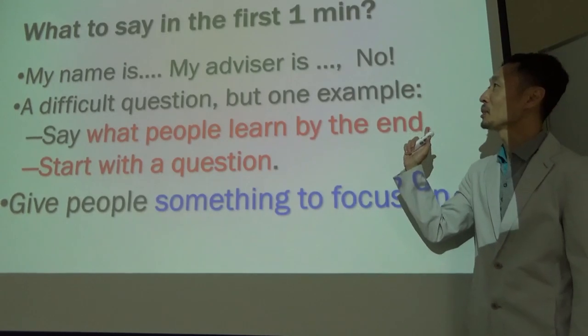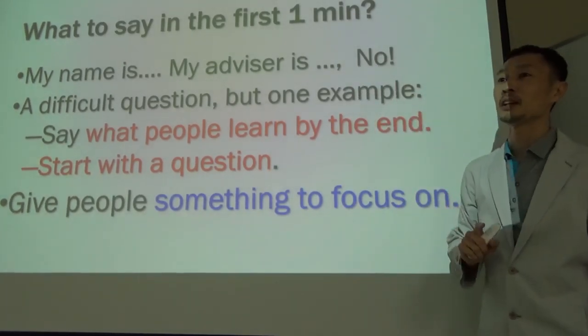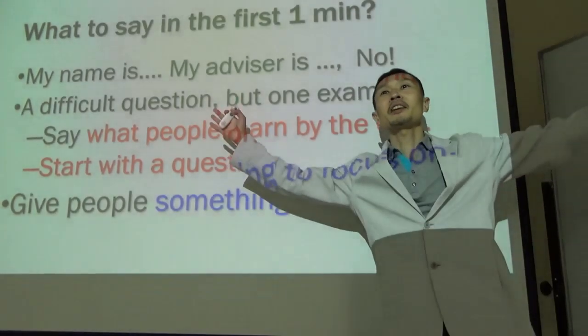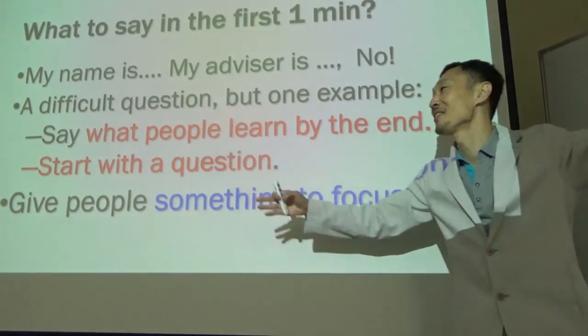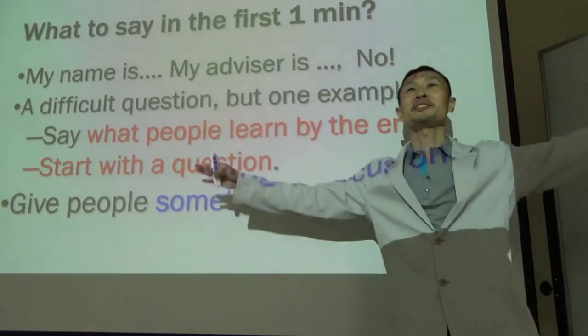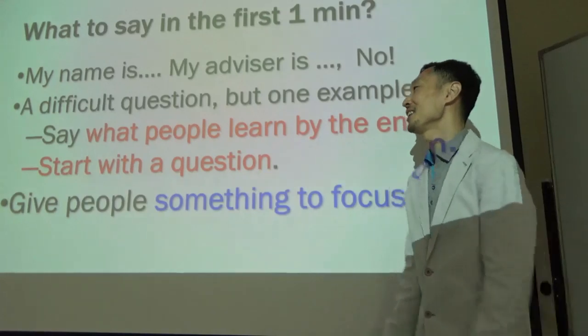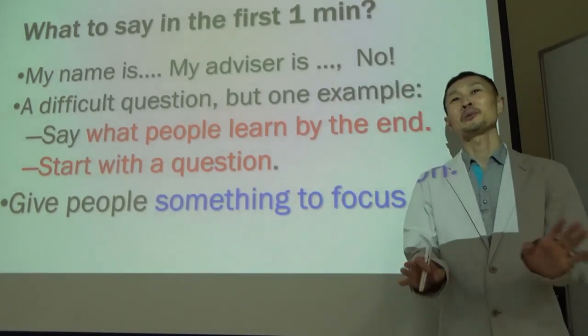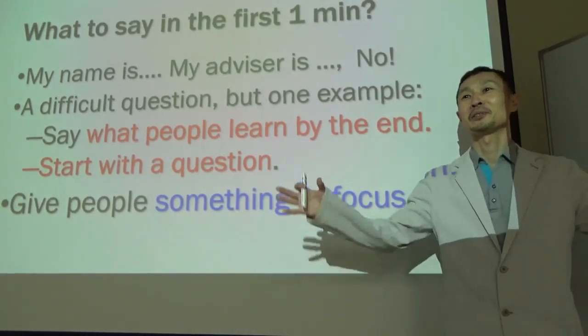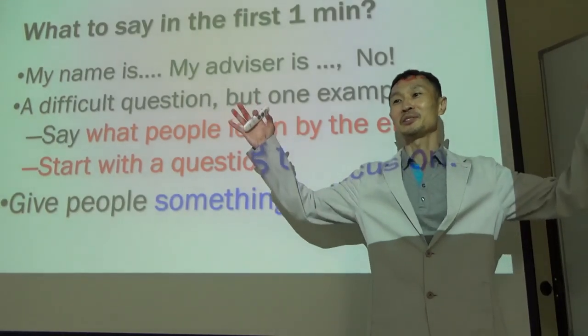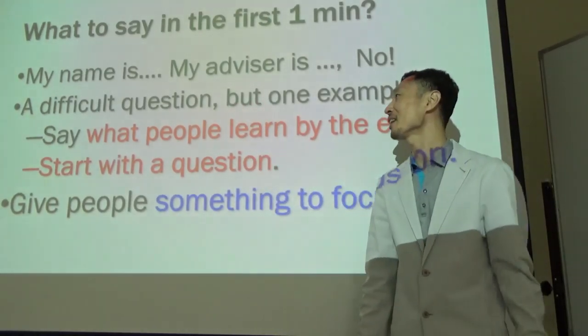There's a bad example. A lot of people say at the start, my name is Tetsuya Hashimoto, and I am from National Tsinghua University. This is a bad example. People don't want your name. I mean, you are not Celine Dion or Tom Cruise, right? People are not paying attention.